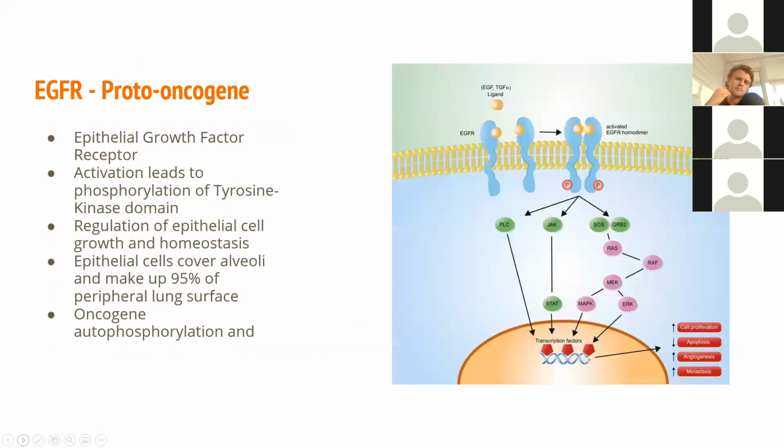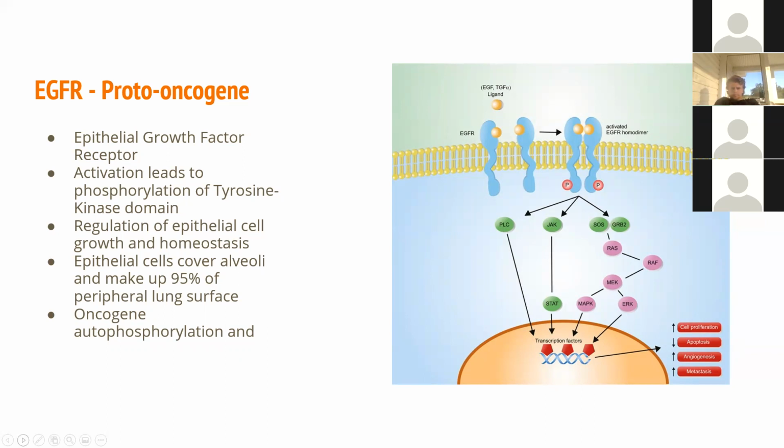Next, we'll talk about the EGFR proto-oncogene. In normal cells, the epithelial growth factor receptor is found on the cell membrane with an intracellular tyrosine kinase domain. This receptor enables the regulation of epithelial cell growth and homeostasis. The lung alveoli are covered in such cells, which are also found in 95% of the peripheral lung surface, making them abundant in lung tissue.